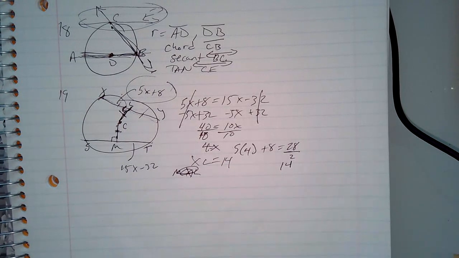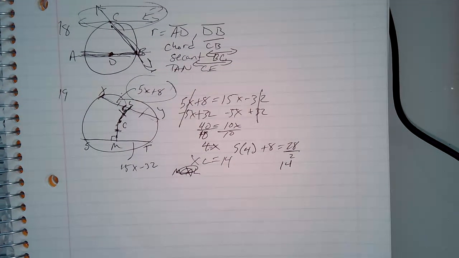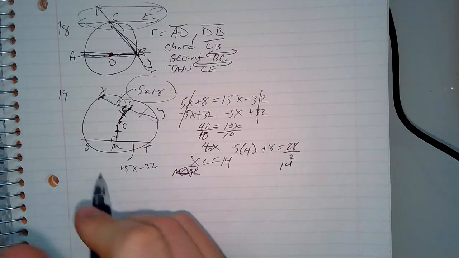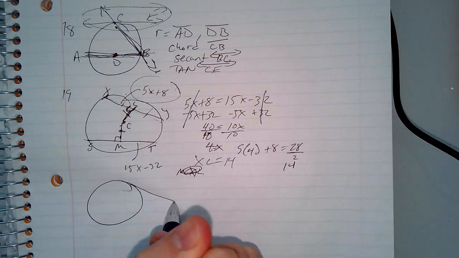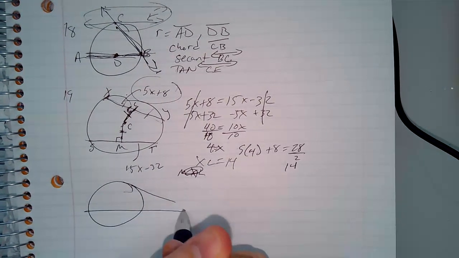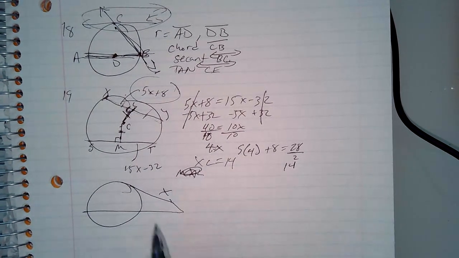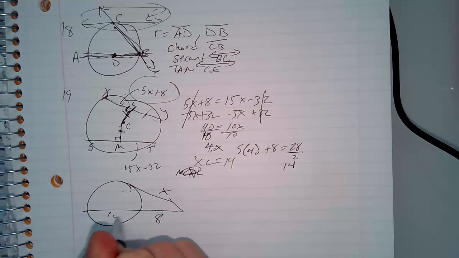All right. Find x. Okay. This is a tangent and a secant. So we get this right here. We know that that is x. We know this is 8. We know this is 10.